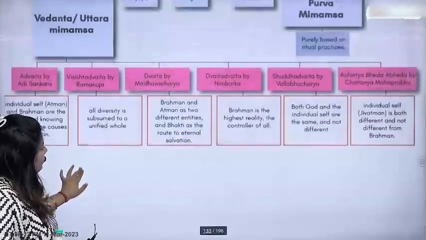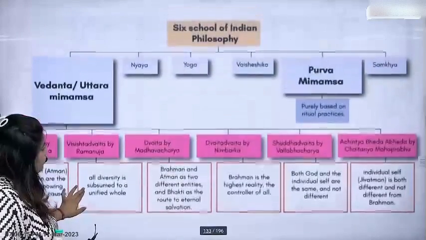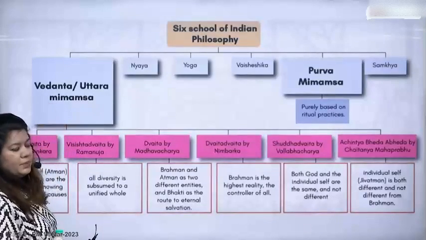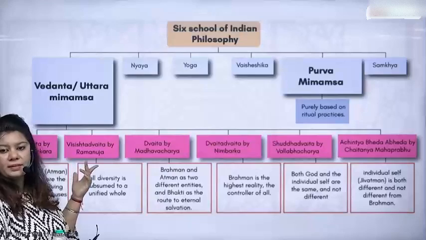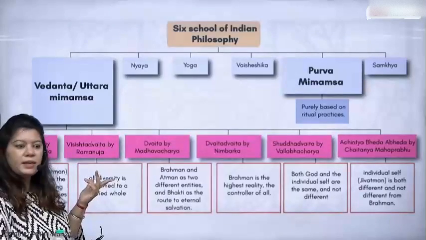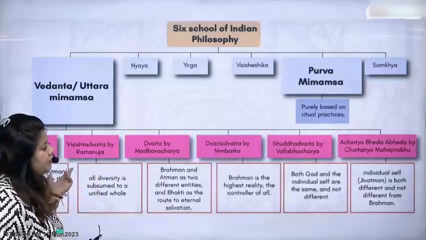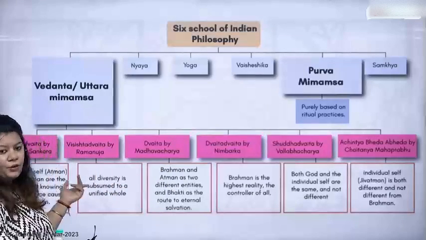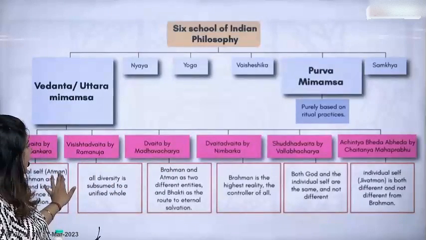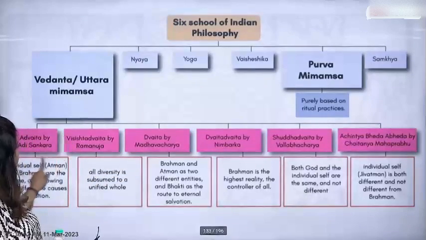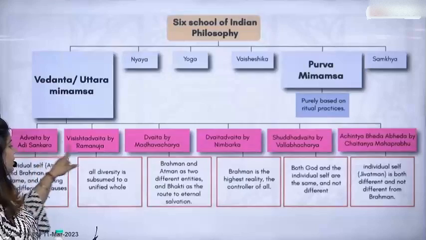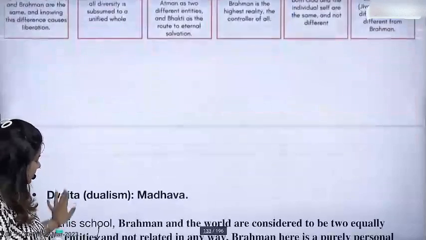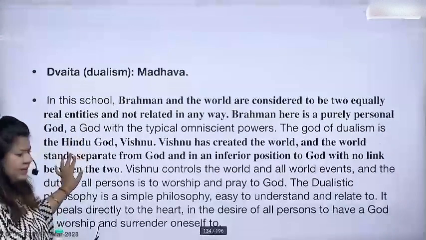So this is again an infographic which you can use for your revision. Six schools of Indian philosophy. Uttar Mimamsa is Vedanta. How do you remember it? UV rays. You will never forget. UV rays, Uttar Mimamsa and Vedanta. Purv Mimamsa is purely based on ritual practices, whereas Vedanta is the end of the Vedas, right? We will be doing this school of philosophy because we have in our content Adi Shankaracharya and Ramanujacharya. Shall we start understanding this philosophy? It's very simple.